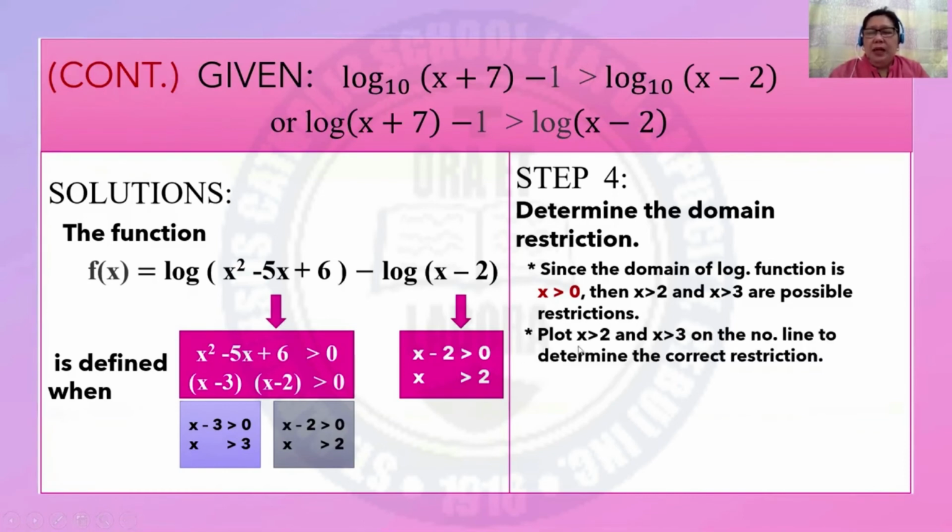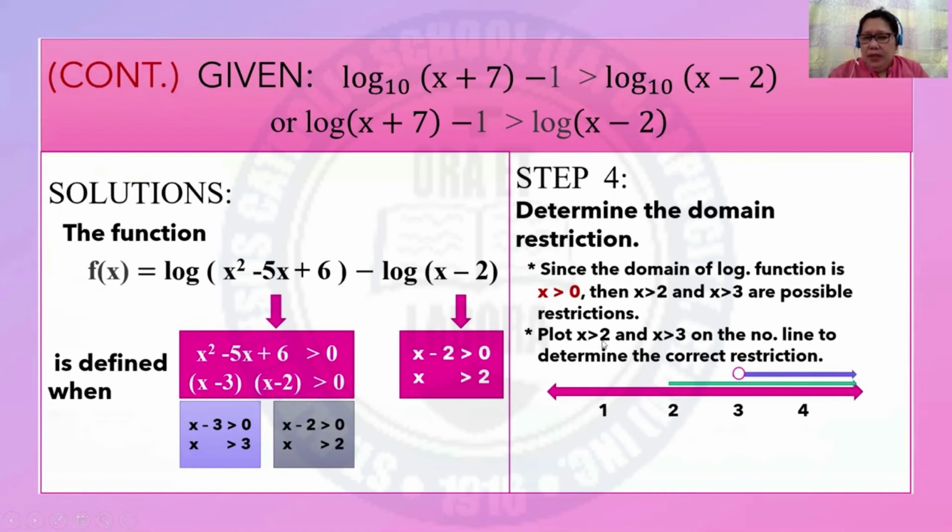So we have to plot x greater than 2 and x greater than 3 on the number line to determine the correct restriction. So this is the number line, and x greater than 3 is from here going to positive infinity.